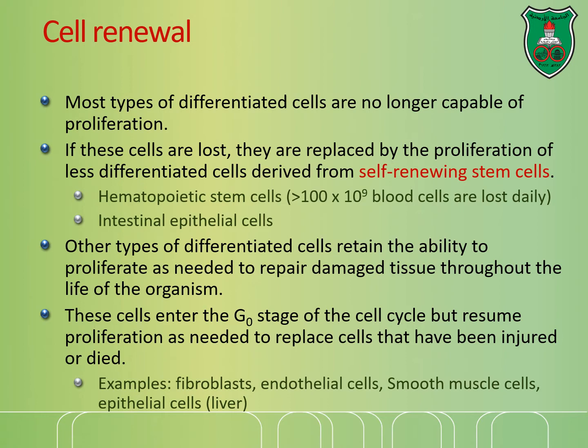So our cells, we have so many cells in our body. We have about 10 to the power of 14 cells, and we have so many differentiated cells. We have about 200 cell types in our body.